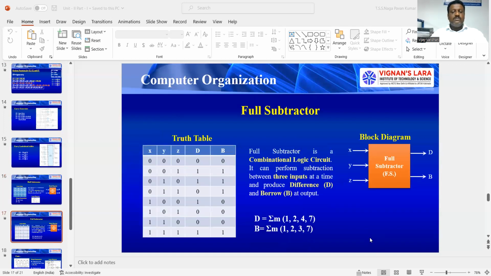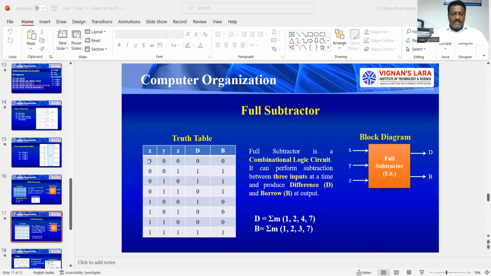Then coming to the full subtractor. What can a full subtractor do? It does the subtraction between 3 binary bits at a time. And again, it will produce 2 outputs: one is difference and the other is borrow. See here, friends, that is the block diagram representation of the full subtractor. It has 3 inputs and 2 outputs.